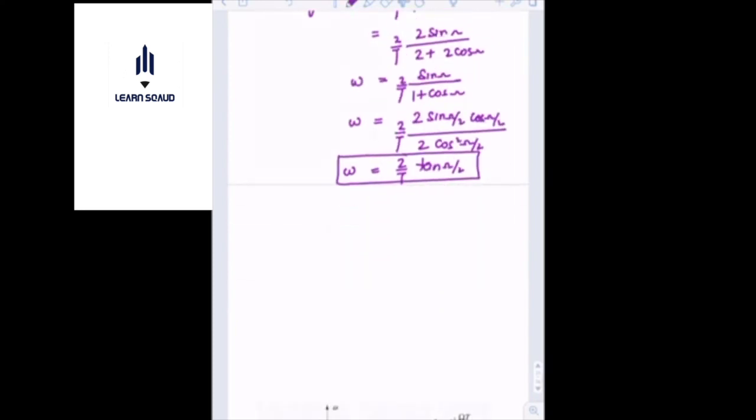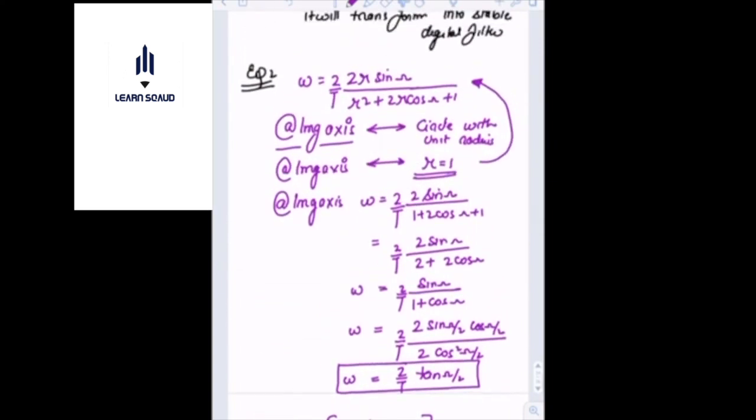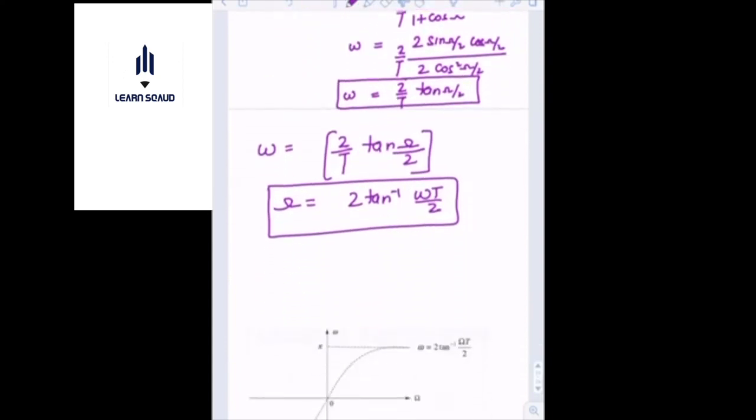So the continuous frequency omega is equal to 2 by capital T tan of digital frequency divided by 2, or the digital frequency is equal to 2 times tan inverse of omega T by 2. So these two relationships are very important, and remember that this is the relationship only at the imaginary axis. On the other axis, there will be a different relationship. Okay, so this is very important. Only this you have to learn.